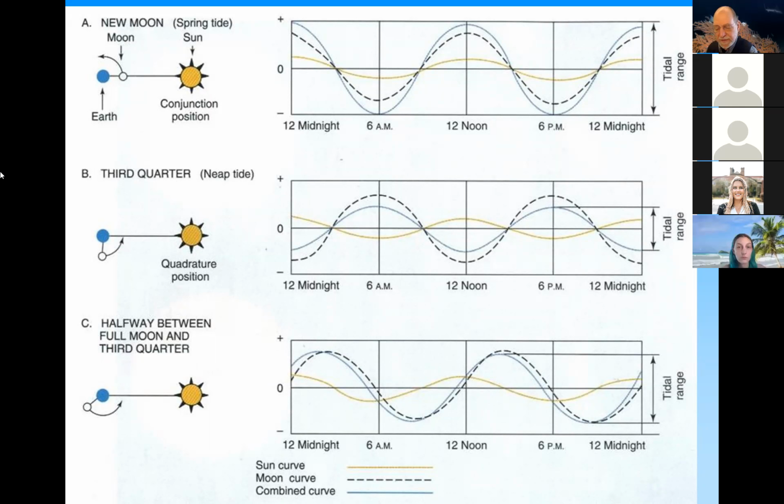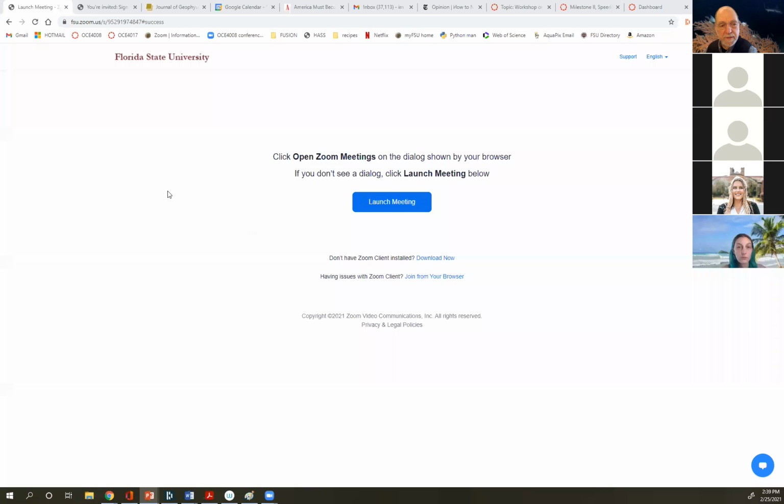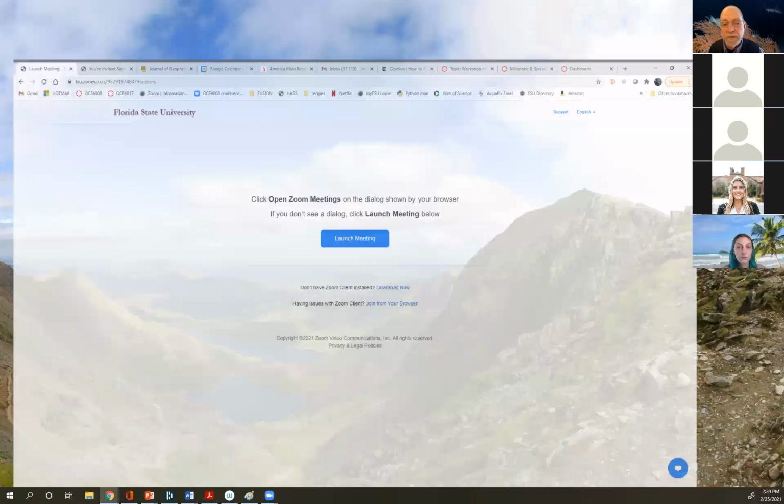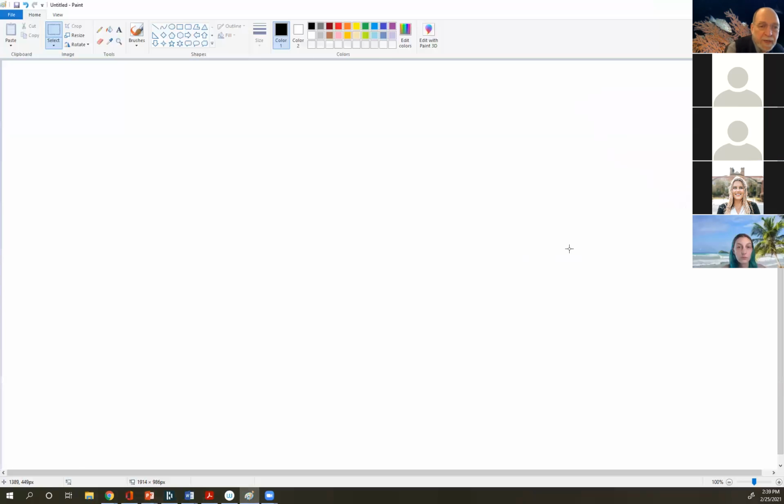Now I've got just a little bit of time left, and so I'll introduce this concept here. There we go. Okay. So let's imagine that we have a basin, a long basin. And in this basin, we have a wave. All right. So this is a complete wave, a peak and a trough.